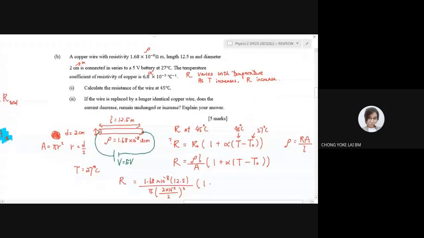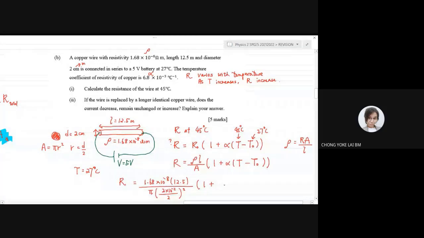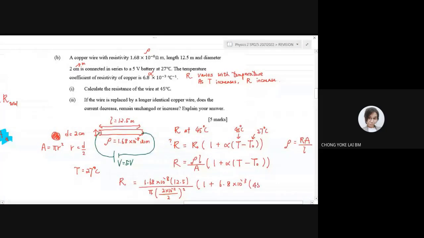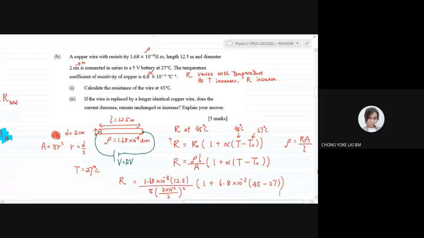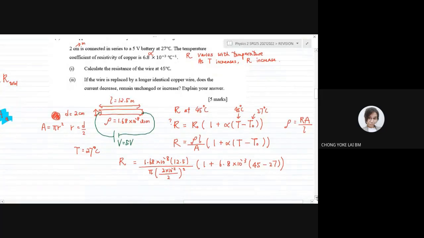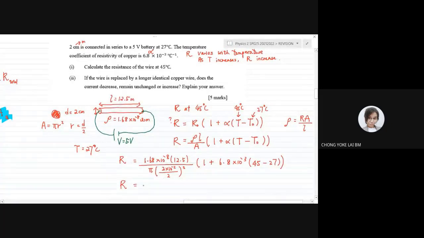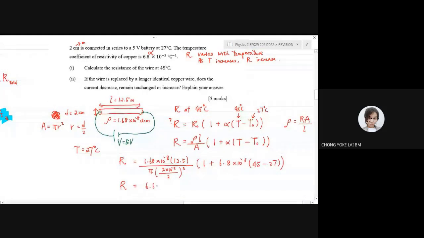Okay, in bracket 1 plus alpha is the coefficient of resistivity 6.8 to the power of negative 3. Then we have 45 minus 27. Okay, the change in temperature T minus T naught. Then we do our calculation. We will get the resistance of the wire at 45 degrees Celsius. So, kira dulu nilai ni. I get around 6.68 to the power of negative 4.